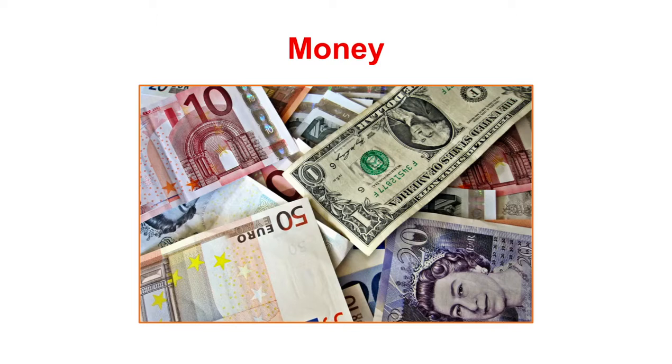So Thailand has its own kind of money. America has its own kind of money. Every country has its own kind of money. Spain, Brazil, any country you can think of has its own kind of money. So the money looks different. It's different colors. It's different sizes.